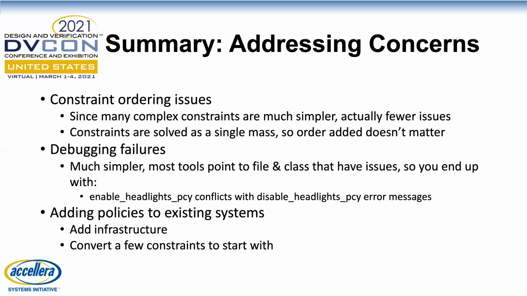The last concern had to do with implementing a policy-based configuration on an existing test environment. Do you have to convert everything to make them work? Absolutely not. Once the infrastructure is in place, existing constraints can be ported over a few at a time. That's how we did it on our project. Once we got a few simple options ported, we added a few more complex constraints. Then we began to see the simplification benefits and quickly ported many more.